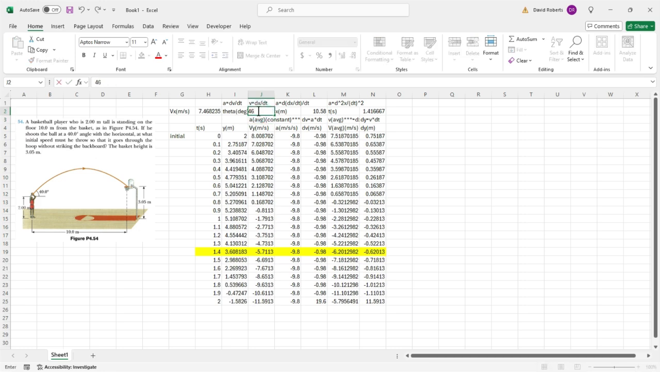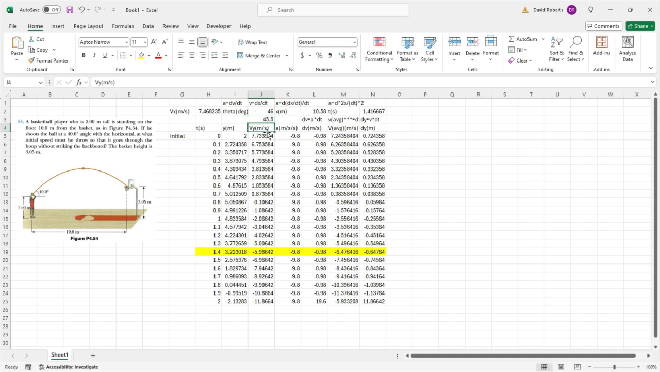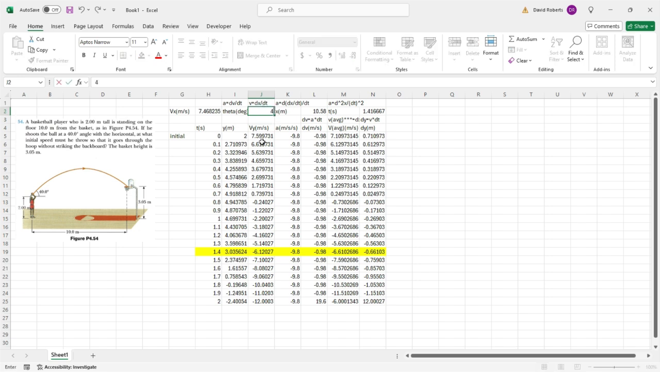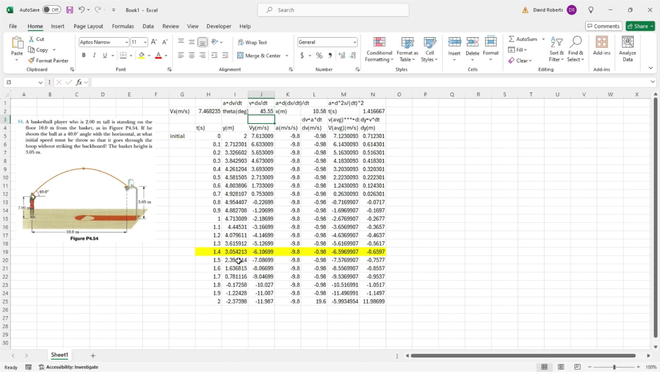So now we got to go 46, 45.5. Whoops, 44. Oh shoot! What the hell happened? Oh, I don't know what I was doing. So 45, 45.5. There you go. 45.6. Too much. So you got 45.55. Hell yeah! And so that's going to hit that rim at 3.05 meters.